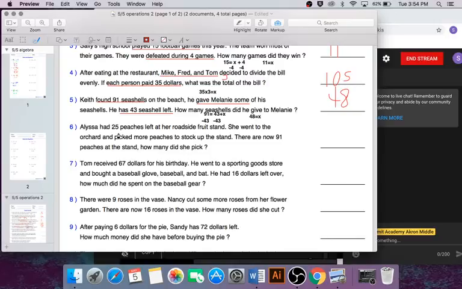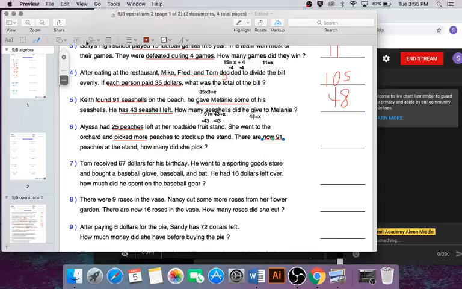Okay, this is the last one I'm going to go ahead and do for today. It says Alyssa had 25 peaches left at her roadside fruit stand. She went to the orchard and picked more peaches to stock up the stand. There are now 91 peaches at the stand. How many did she pick? So we know that she started with 25. She picked more. And now she has 91.